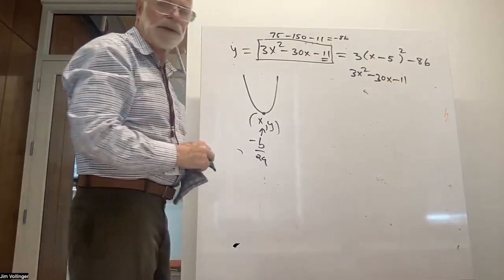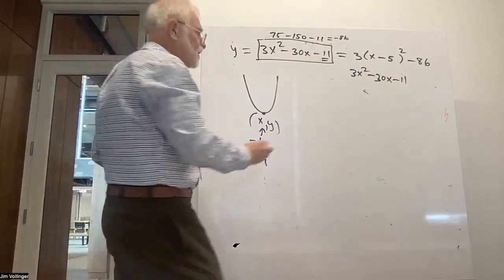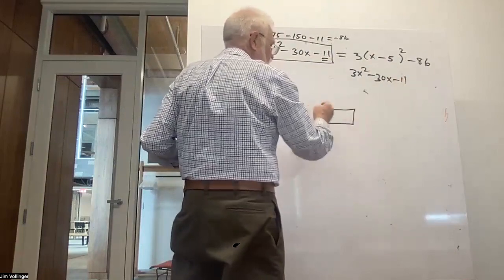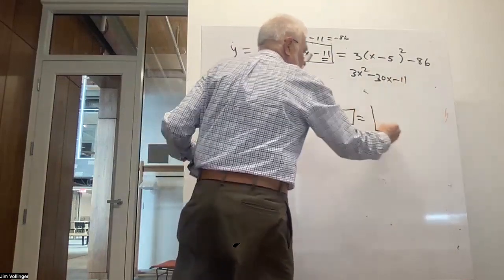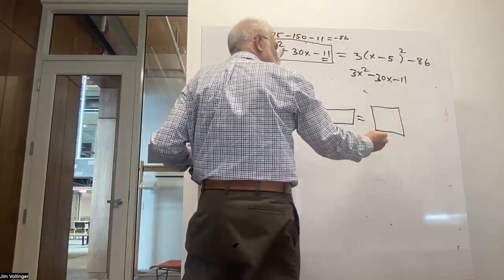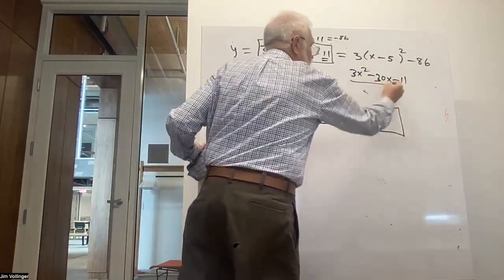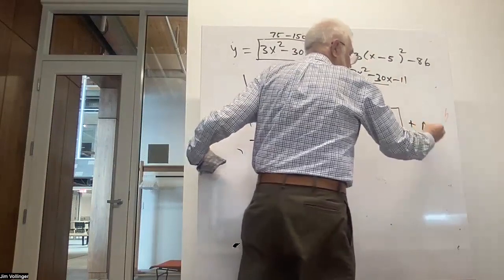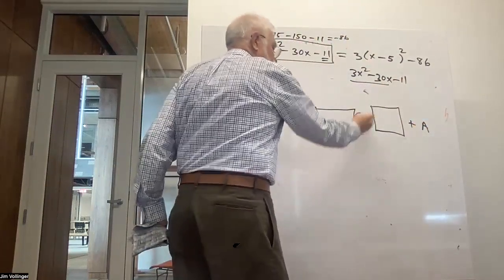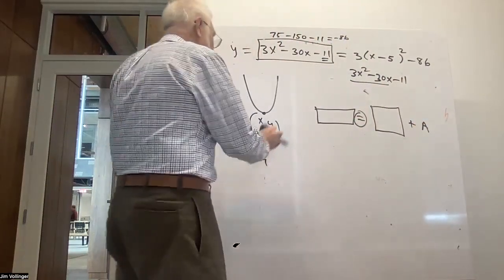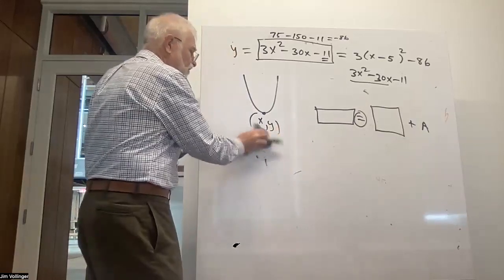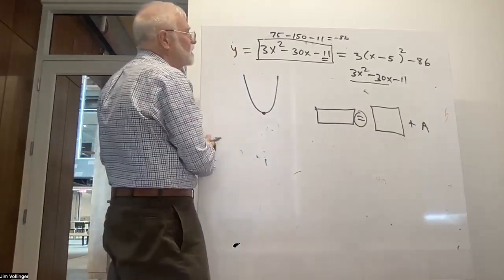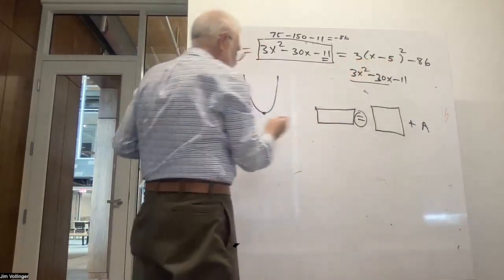And that's called completing the square. And completing the square is all about the area of a rectangle on the left being squished into a square, which gets you the first 2 terms, and adding an adjustment so that the calculations are equal. That's what's going on. And so now I know what this graph looks like. I know the vertex is 5, negative 86.